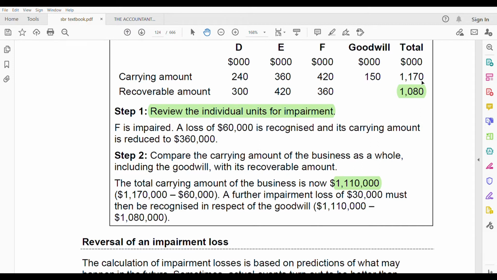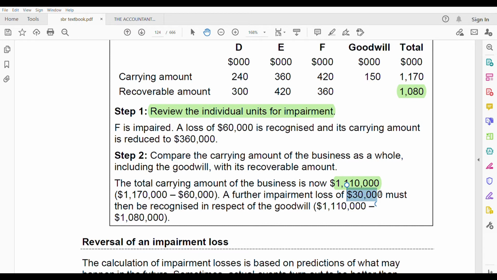Or there is another way of doing this, which is much easier. Just compare these two methods. Just minus 1080 from 1170. It will give you 90. So out of 90, 60 is only for this F impairment. So minus 60, you are left with 30. That means goodwill has impaired with the 30.